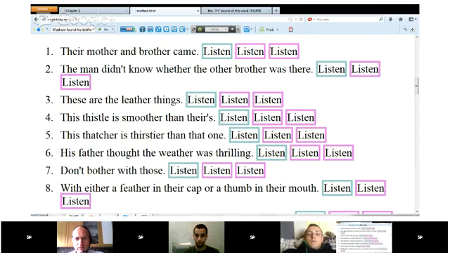So the man didn't know whether the other brother was there. Could you add two more words on the end? So, for example, I didn't know whether he was there. I would say, if I use whether, I usually add a bit more, but without whether, I would use if. I used a short sentence. So the man didn't know if the brother was there or not. Or not is a good one. But yeah, that's nice reading anyway.